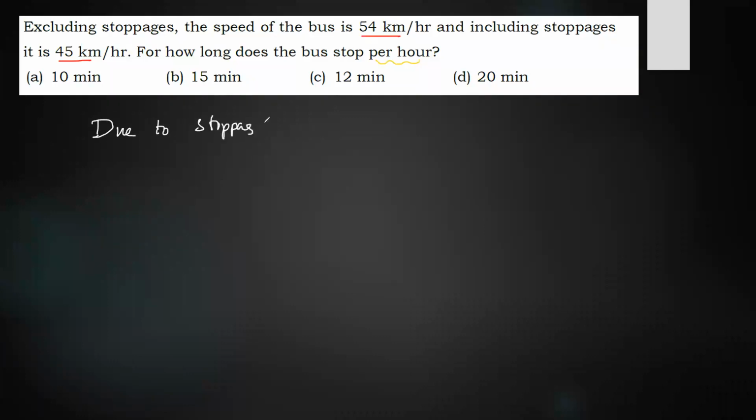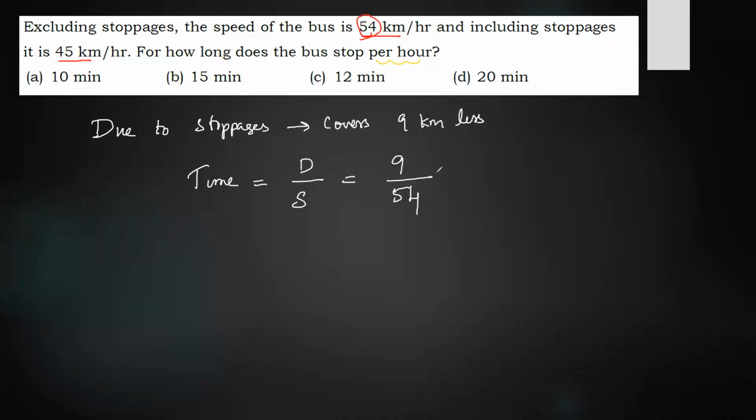Due to the stoppages, it covers 9 kilometers less. Is it clear? Due to stoppages, the bus covers 9 kilometers less in 1 hour. Therefore, the time taken for each stop is distance by speed, right? The distance is 9 when compared with the previous one. Instead of 54, I'm only going 45, right? So 9 out of 54. These are in terms of hours.